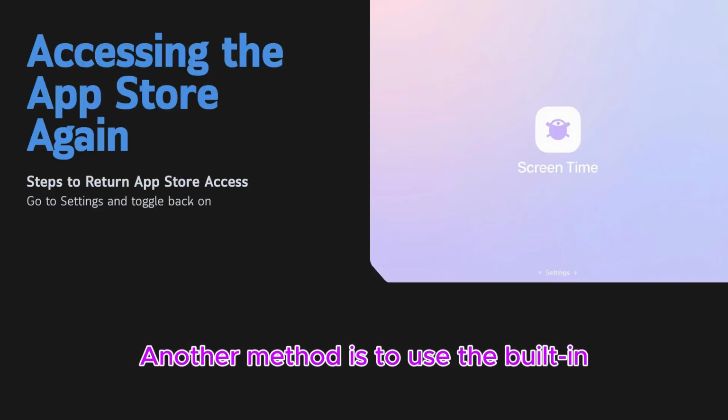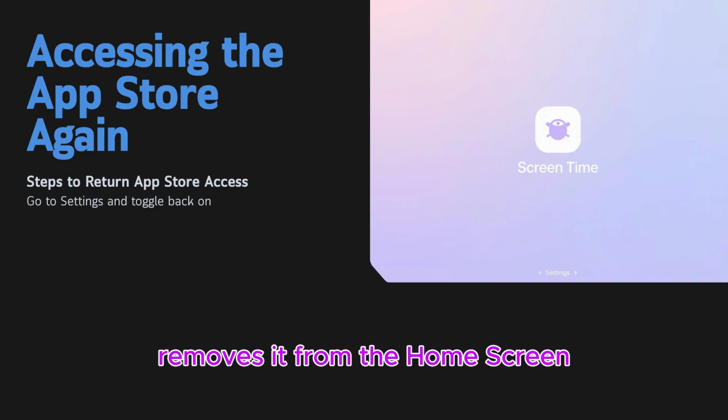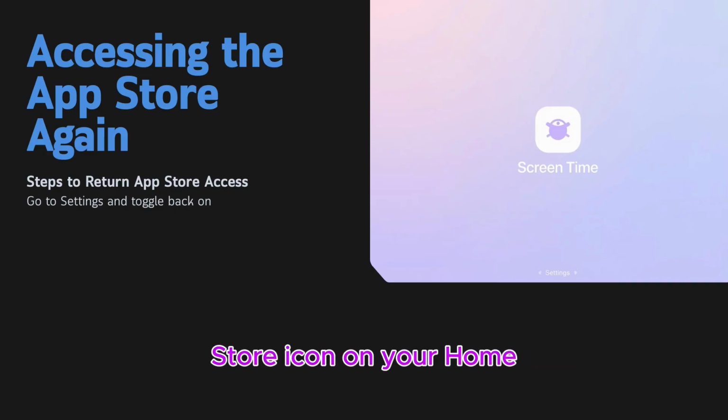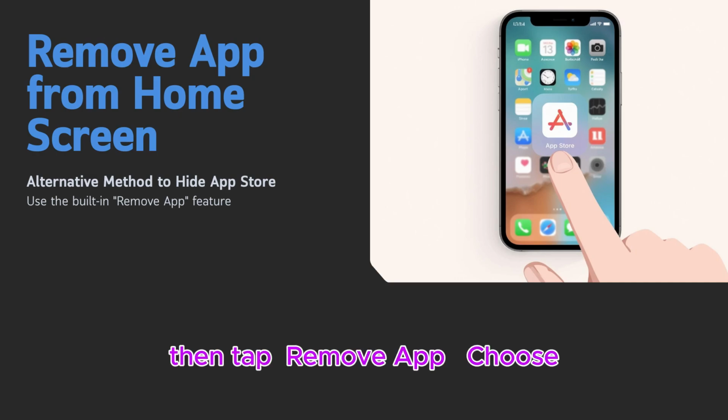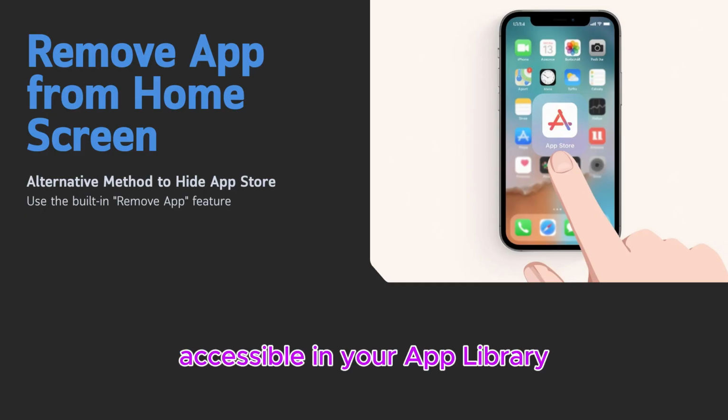Another method is to use the built-in Remove App feature, but this only removes it from the home screen, not the app library. To do this, press and hold the App Store icon on your home screen until the menu appears, then tap Remove App. Choose Remove from Home Screen. The App Store will still be accessible in your app library.